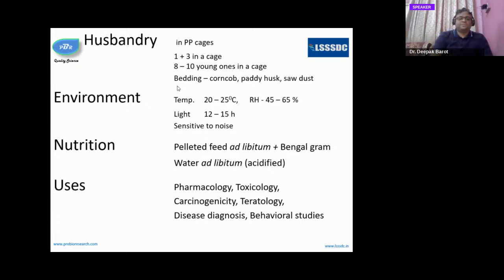And that is just these few conditions which I mentioned, like temperature, relative humidity, light, noise, and a few other conditions. If you maintain them, you can still have a good animal facility within the college or university premises.